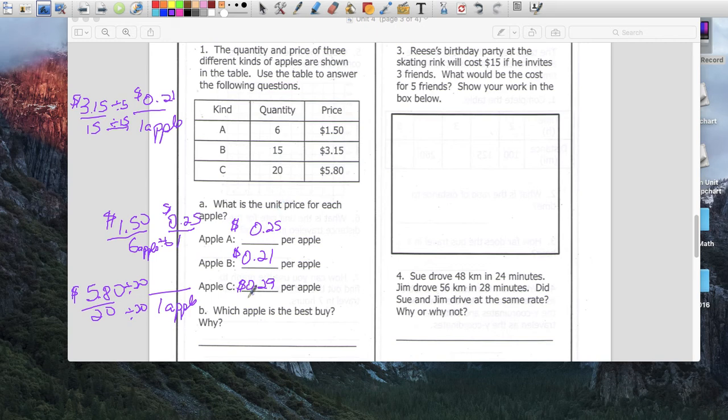Which is the best buy? Kind A, or kind B? It's the best buy because it's cheaper for each apple. It's 21 cents for 1 apple. So this is how you do unit rate. Change everything here so that you can find the price per 1 apple, and then you can compare.